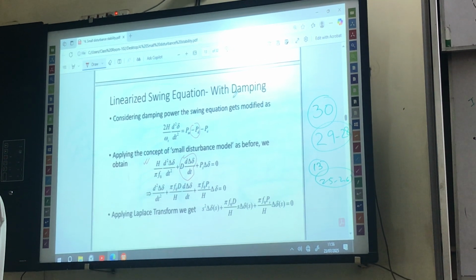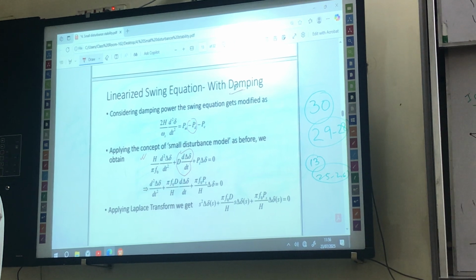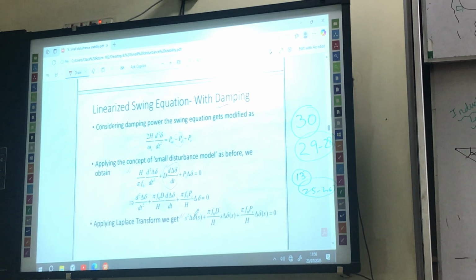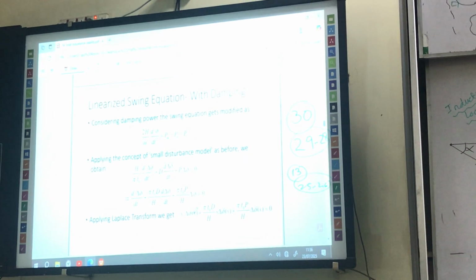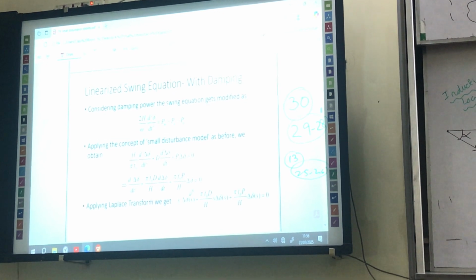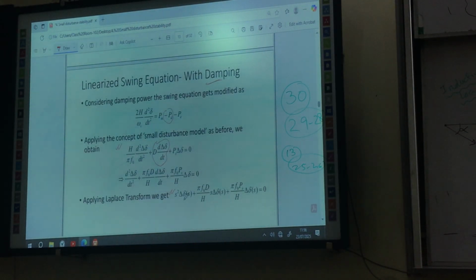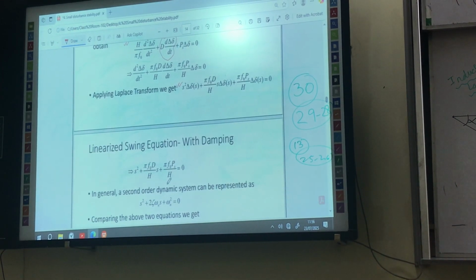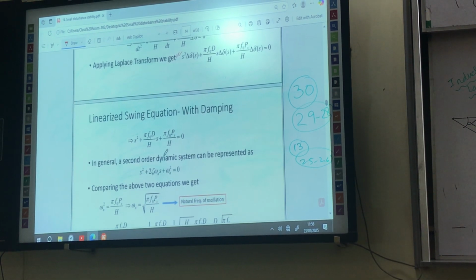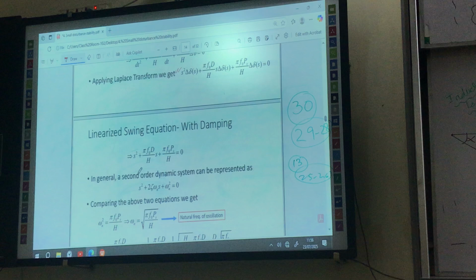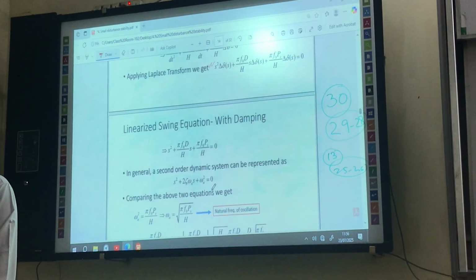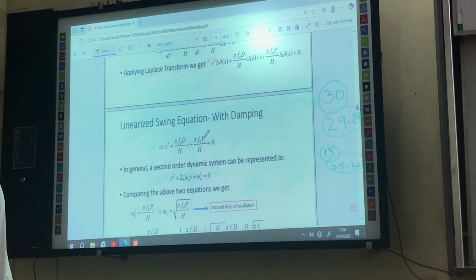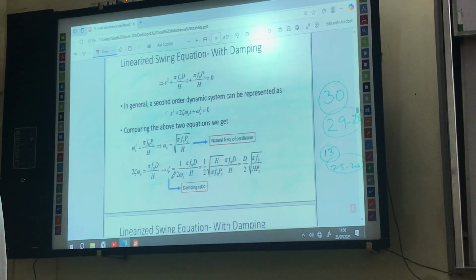Then we applied the Laplace transform to this equation for the damping effect. Then we divided this equation by L delta, and this delta term vanished, so we were left with only this equation. That can be compared with the second order dynamic system. By comparing it, we calculated the natural frequency of oscillation, omega n, and the damping ratio, theta.